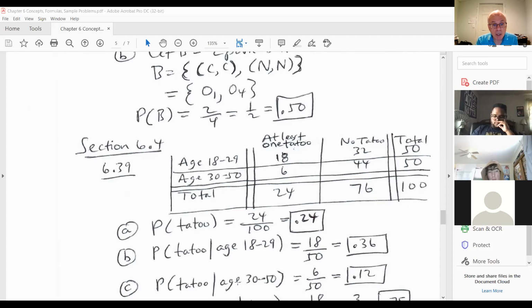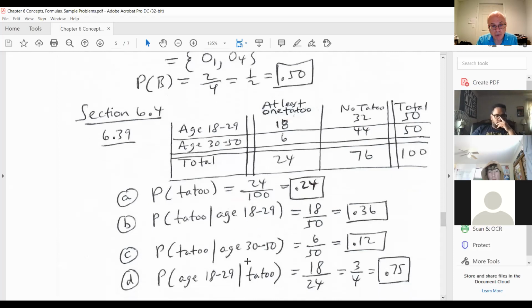how many people were at ages 30 to 50? This is a case where the person's at age 30 to 50. There's 50 of those also. That's just a coincidence here. Both of these are 50. But whatever number is in the second row here, the marginal total, is your denominator, and there's 6 of those who have a tattoo. So that's 0.12.